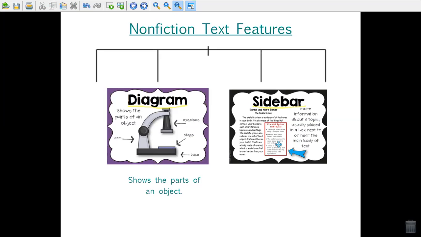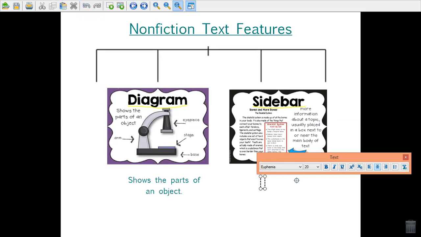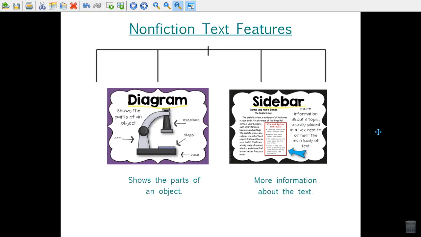And then a sidebar, this one we see a lot in Scholastic News. It's when you are reading a story and there's a little box on the side. This one says Skeletal System Fun Facts. And it's some more information about a topic, and it's usually in a box that's beside the text. So it's some extra information. Keep your eyes out this week for a sidebar in the Scholastic News that we're going to be reading, okay, guys? Because a lot of times they have sidebars, and they have a lot of diagrams too.